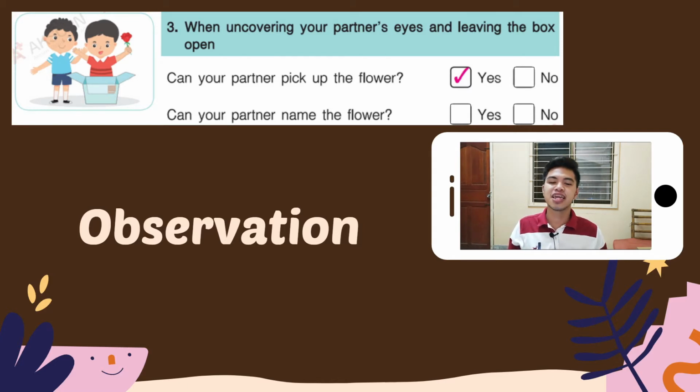And can your partner name the flower? Of course, yes, because he can now see the flower and he can touch it and can smell it. So he can name the flower.